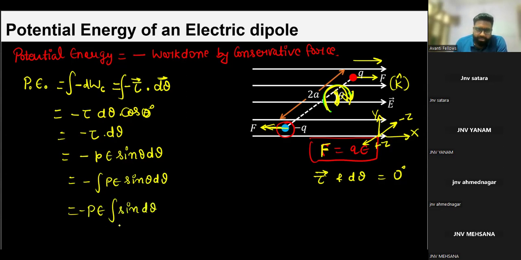Okay. Let's say it is rotating from theta 1 to theta 2, any general value. Can anyone tell me what is the integration of sine theta? What is the integration of sine theta? Cos theta, or minus cos theta? Be very clear with that.